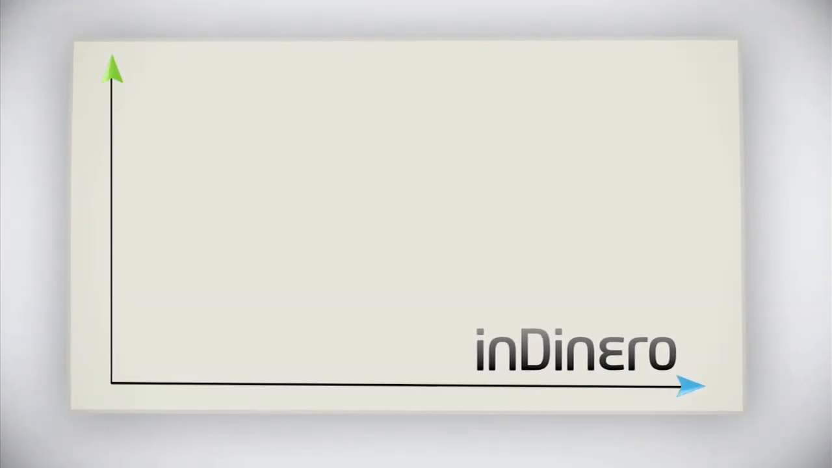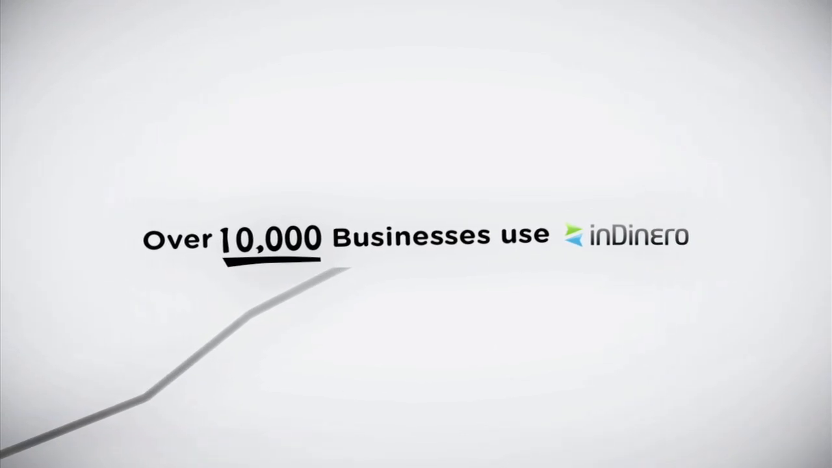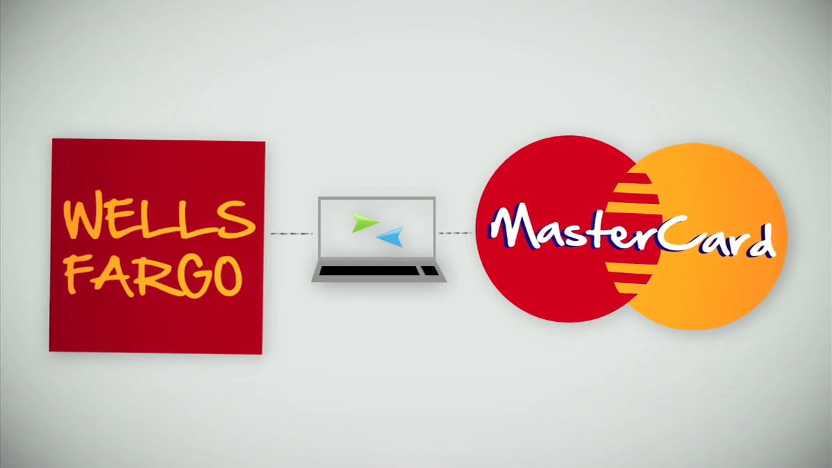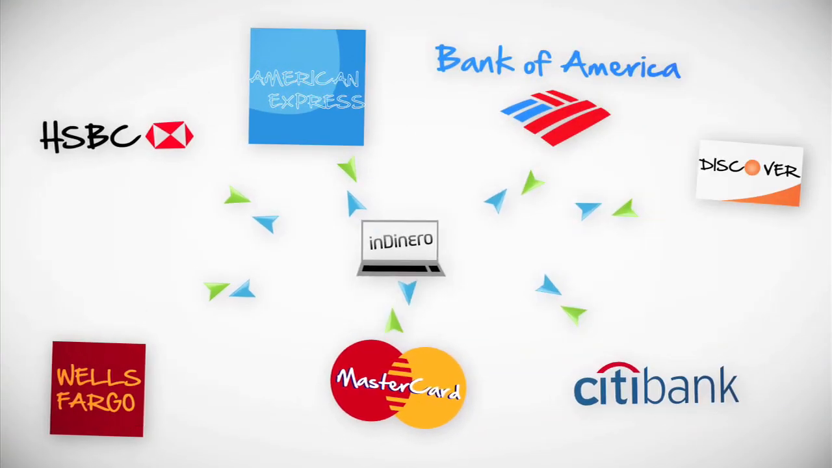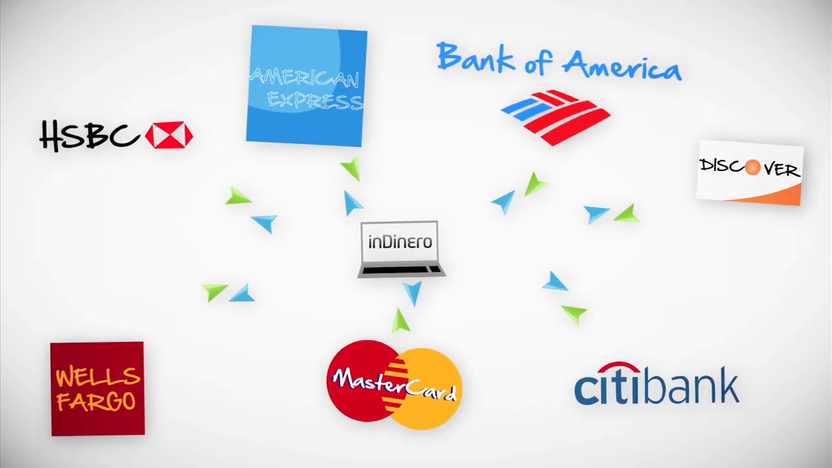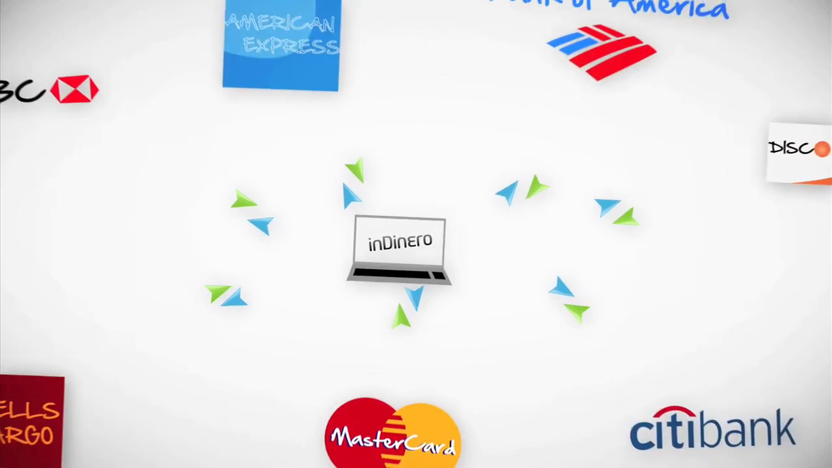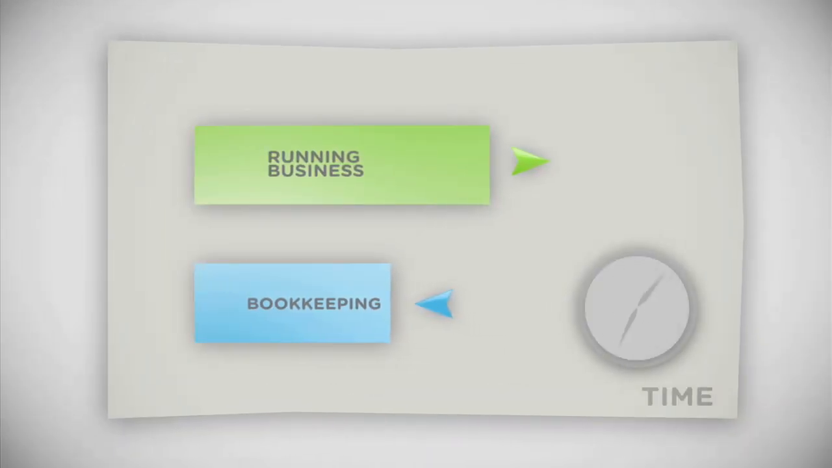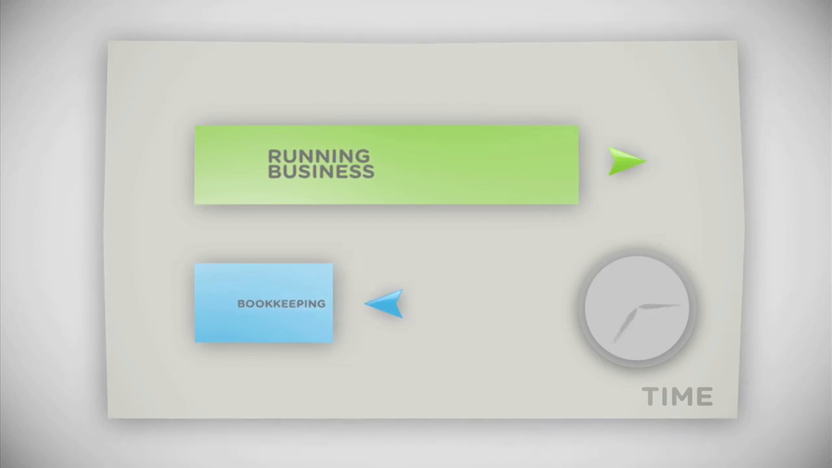Luckily, many business owners have found inDinero. It's the financial advisor you've always wanted, and it's the fastest growing way for business owners to track their money. It works by syncing data across all of your financial accounts. So no matter how many banks or credit cards you use, inDinero will track all of your transactions in one central location. This means you spend less time on bookkeeping and more time on running your business.